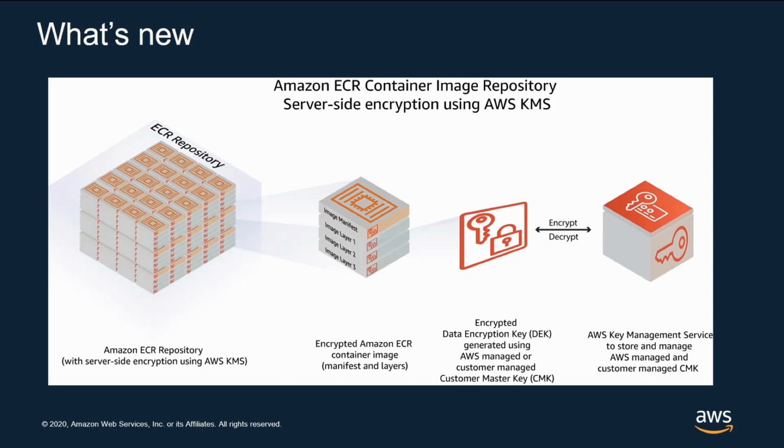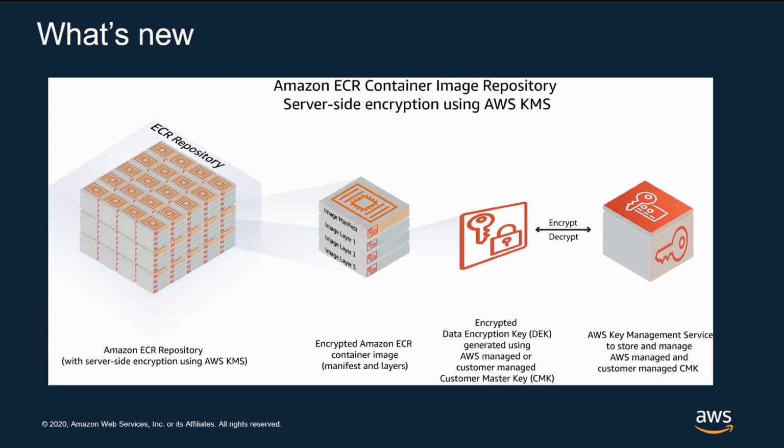When you use AWS KMS to encrypt your data, you can either use a default AWS managed CMK, which is managed by Amazon ECR, or specify your own CMK, also referred to as customer master key or customer managed CMK, stored within AWS KMS or CloudHSM. The CMK is used to generate, encrypt and decrypt data encryption keys, as you can see on the screen, within each layer, that are then used to encrypt the layer and manifest.